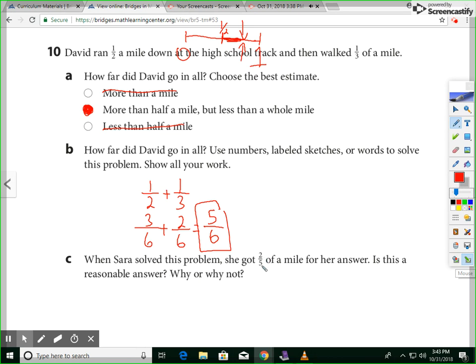So we would say, is 2/5 a reasonable answer? Well, 2 out of 5. Is that more than half or less than half? 2 out of 5. Not quite to halfway yet. So 2/5 would probably be somewhere down here. 2/5 is less than halfway. It's shorter. So I would say that this is not reasonable.